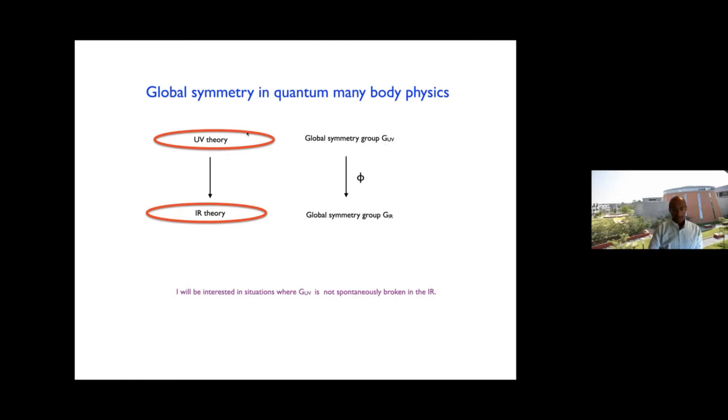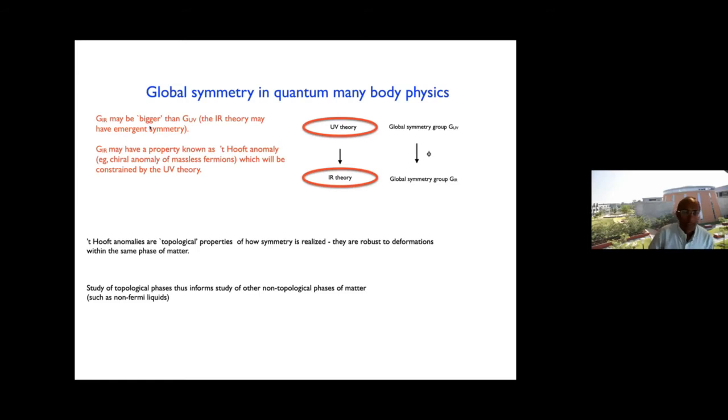And at low energies, this UV theory will flow under the renormalization group to some IR fixed point, I'll call this the IR theory. And this IR theory will have some other global symmetry group, which I'll denote G_IR. And clearly, the UV symmetry group, G_UV, must embed through some map into this IR symmetry group, G_IR, right? So I'm going to be interested throughout this talk in situations in which this UV global symmetry is not spontaneously broken in the infrared, right? So the entire G_UV is preserved by the low energy theory, right? So that means that this G_UV must embed as some subgroup of the global IR symmetry group, G_IR. Okay.